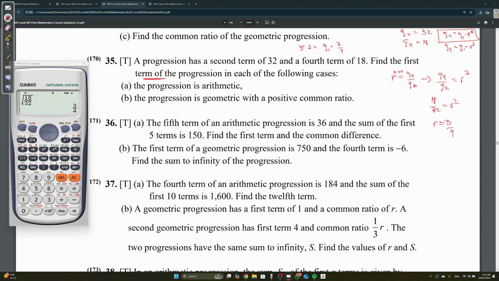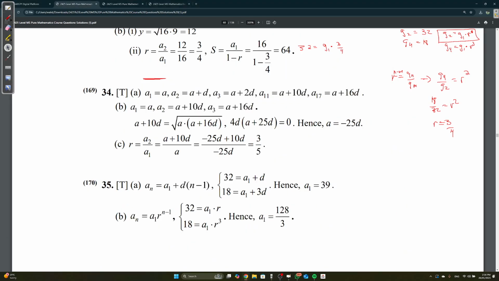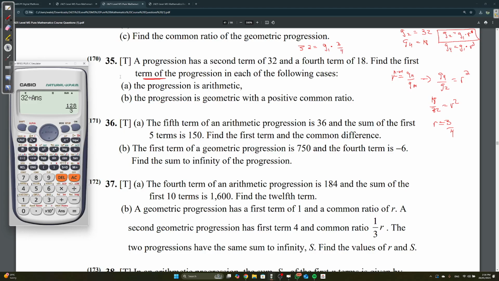So how do I find G1? I divide by 3 over 4 on both sides. So I can get 32 divided by 3 over 4. And I'm going to get 42.6. Let's take a look. What's the answer? 128 over 3. Okay, yes, perfect. If you get a fraction in your exam, say 128 over 3 or 40, how much was it?